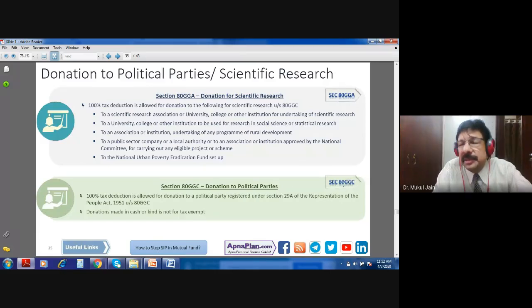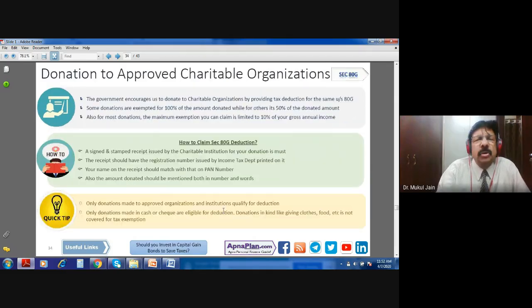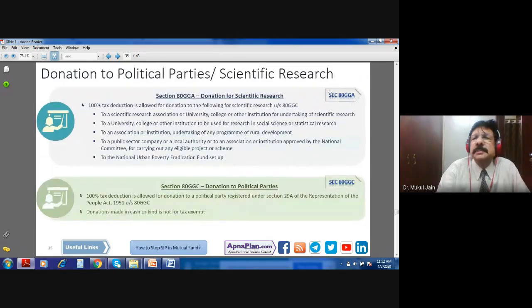Then there is this last section, 80GGC. This is for donation to political parties. 100% tax deduction is allowed for donation to a political party registered under section 29A. Donation made in cash or kind is not tax exempt. So you have to give donation only through check or demand draft. Cash is not eligible. That is why many companies give donation to these political parties. It should be a registered political party. Right. So we come to the end of this deductions part.